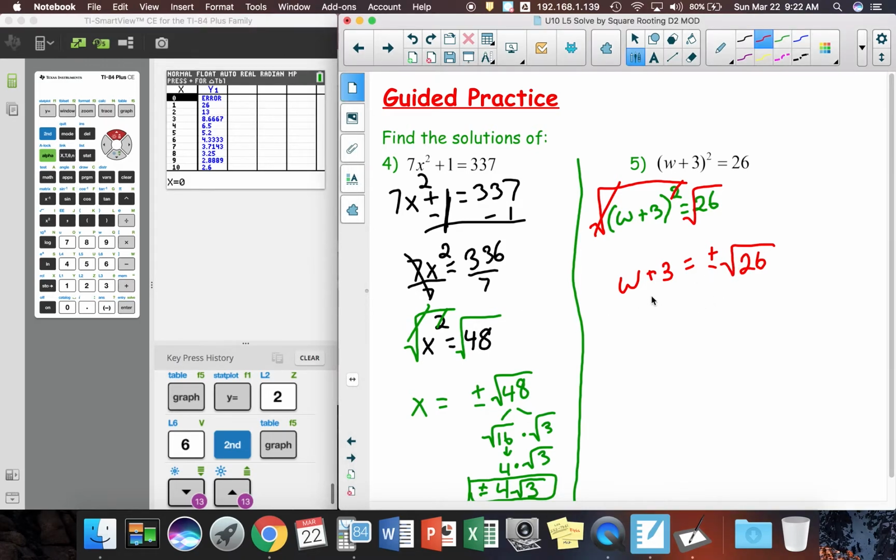So I'm going to continue, and I'm going to subtract 3 on both sides. We have w equals -3 plus or minus the square root of 26. And that's my final answer.